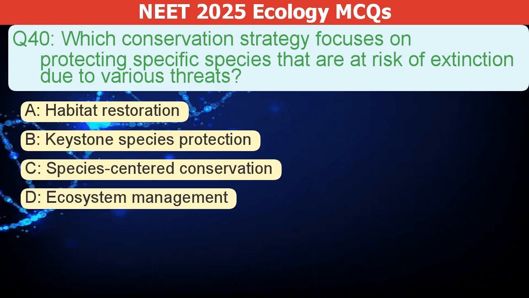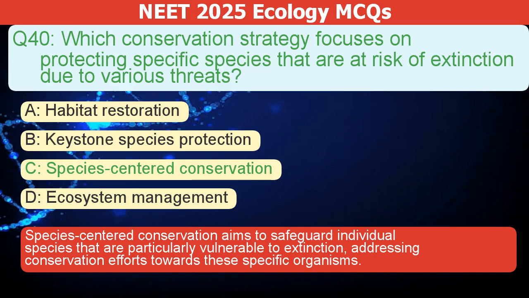Which conservation strategy focuses on protecting specific species at risk of extinction? A. Habitat restoration. B. Keystone species protection. C. Species-centered conservation. D. Ecosystem management. The correct answer is C. Species-centered conservation aims to safeguard individual species that are particularly vulnerable to extinction, addressing conservation efforts towards these specific organisms.